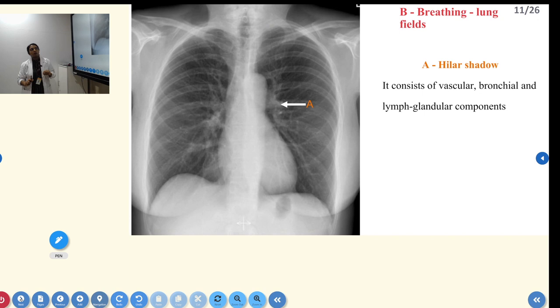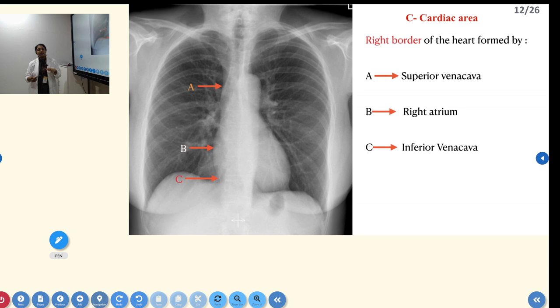Next, we are moving on to B. B is breathing, that is the lung field. So here we have the right lung field and here we have the left lung field. These are the two lung fields, and they are black in color. Why? Because there is air in the alveoli and the bronchi. On the medial surface, that is the mediastinal surface of the lung, you can make out this white shadow here. This white shadow is called the hilar shadow. That basically represents the hilum of the lung. In the hilum of the lung, we find the pulmonary artery, the pulmonary vessels, and lymph nodes. So that is basically responsible for this hilar shadow.